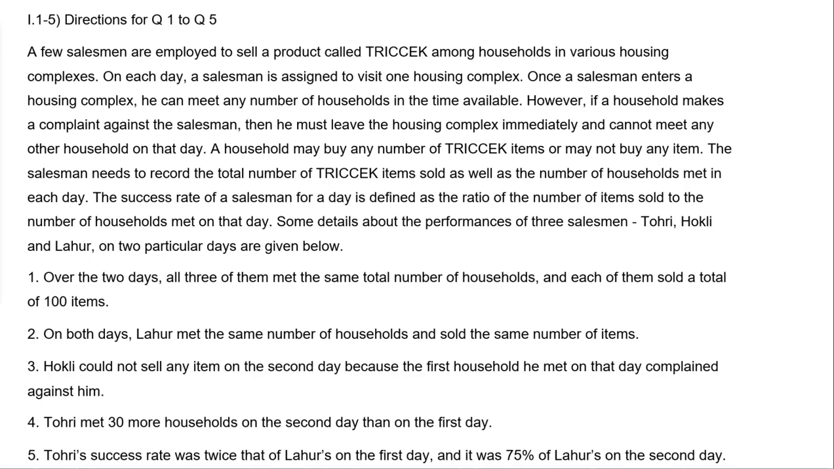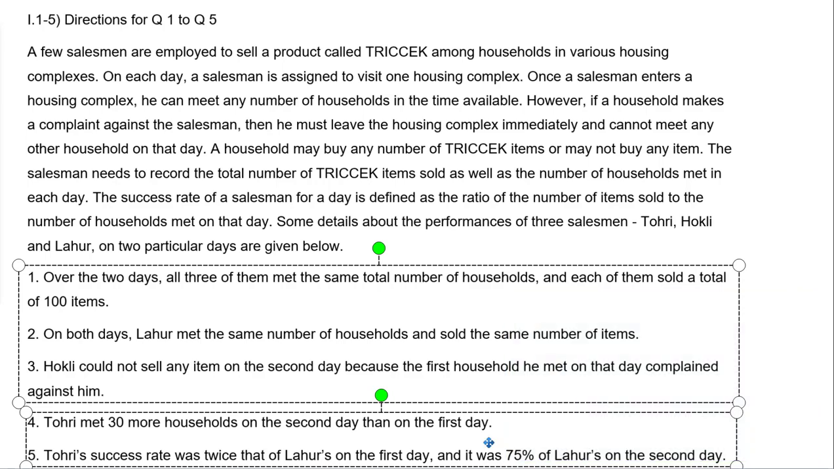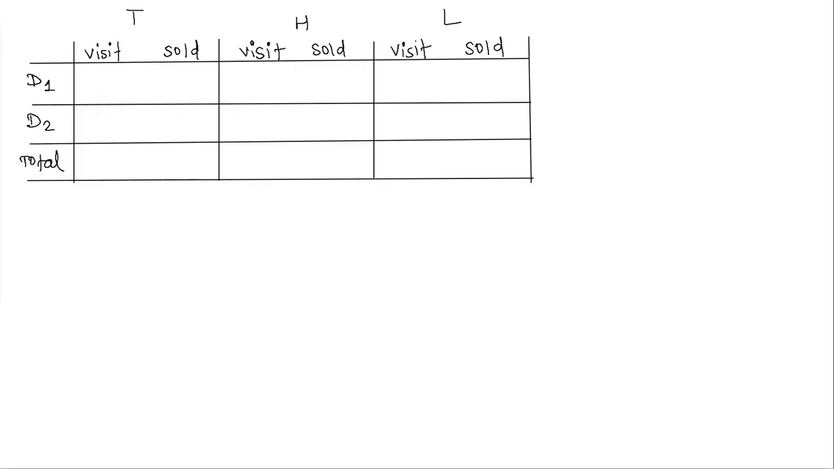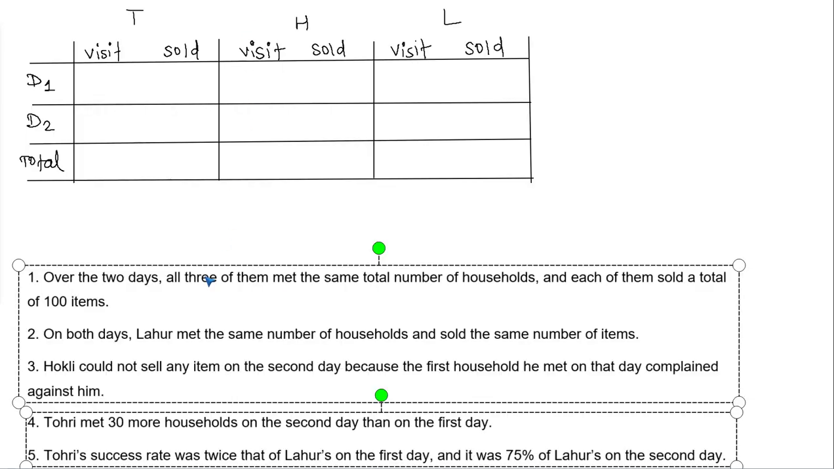The first statement says that over the 2 days all 3 of them met the same number of households and each of them sold a total of 100 items. On both days L met the same number of households and sold the same number of items. Hold on. Now let's form a table over here.